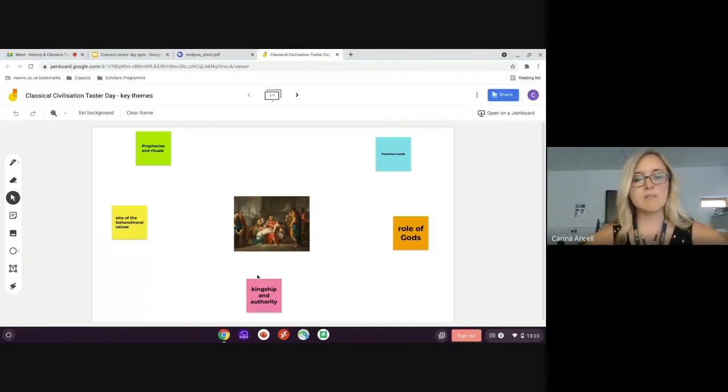Thirdly, what does this tell us about kingship? What is the role of the king? What is the nature of authority? Who makes those rules, and why, and how can authority be questioned? I'm going to type this in the chat as well. Yeah, thanks, Jane. Also, we've got the idea of sins of the fathers and moral values. What are the moral values that are thought to be important within this play? Are there certain things that the Greek citizens think are important and that they're trying to uphold here?